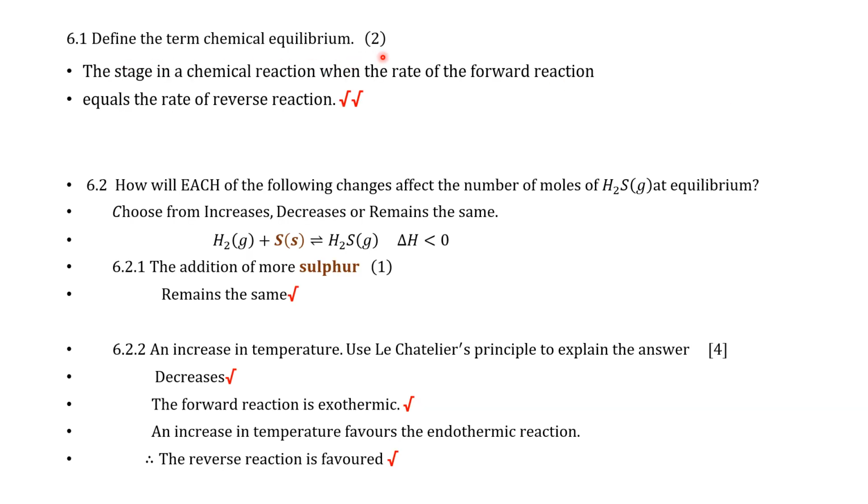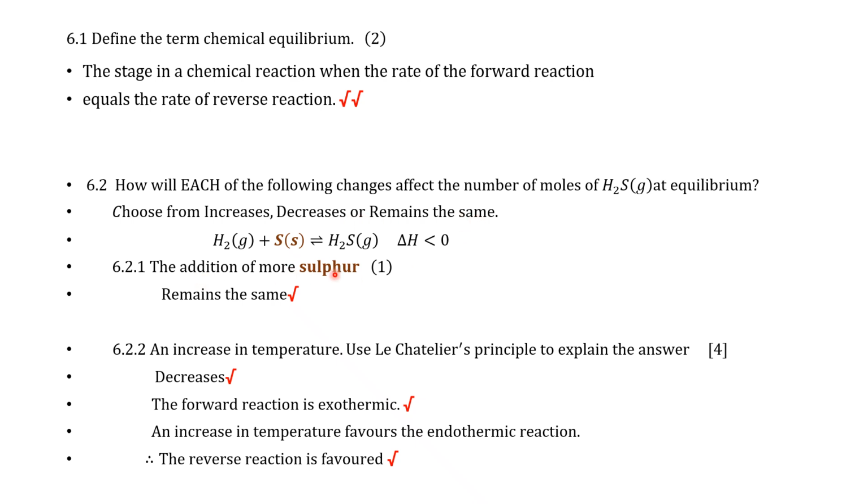Define the term chemical equilibrium. It's simply the stage in a chemical reaction when the rate of my forward reaction equals the rate of my reverse reaction. So the rate at which I'm forming products equals the rate at which I'm forming reactants. They are balanced. Right, 6.2, how will each of the following changes affect the number of moles of H2S gas at equilibrium? Choose from increase, decrease, or remain the same.